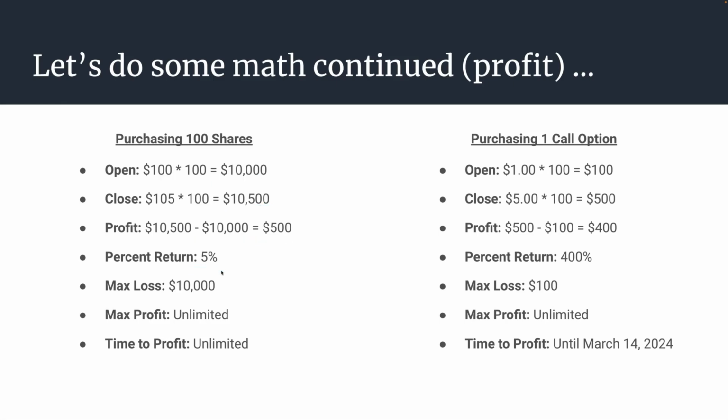Now what's interesting about this is our max loss would be $10,000. This stock could go to zero. The company could go bankrupt, something can happen, and this company could just go to zero. So our max loss is that $10,000 that we originally invested. But we also have unlimited profits. The price of the stock could go from 100 to 200 to 300 to 500 to 1,000 to whatever. So by owning the shares, we have unlimited upside, unlimited profit.